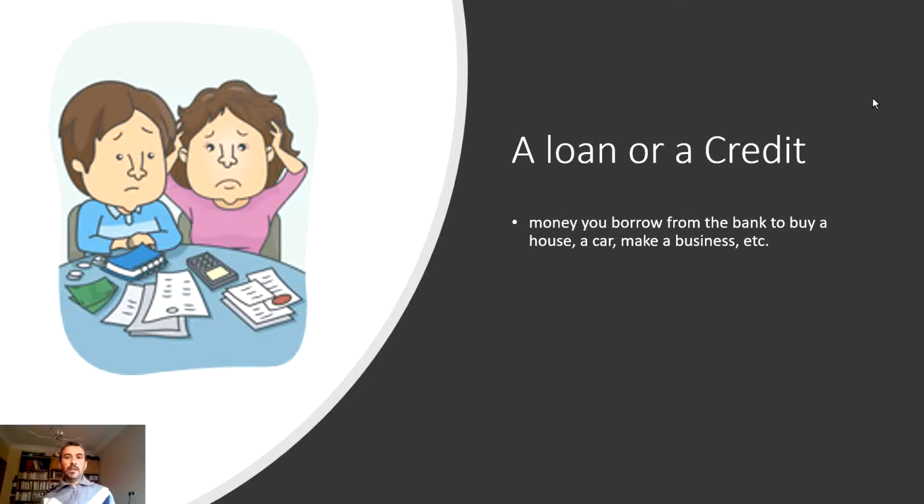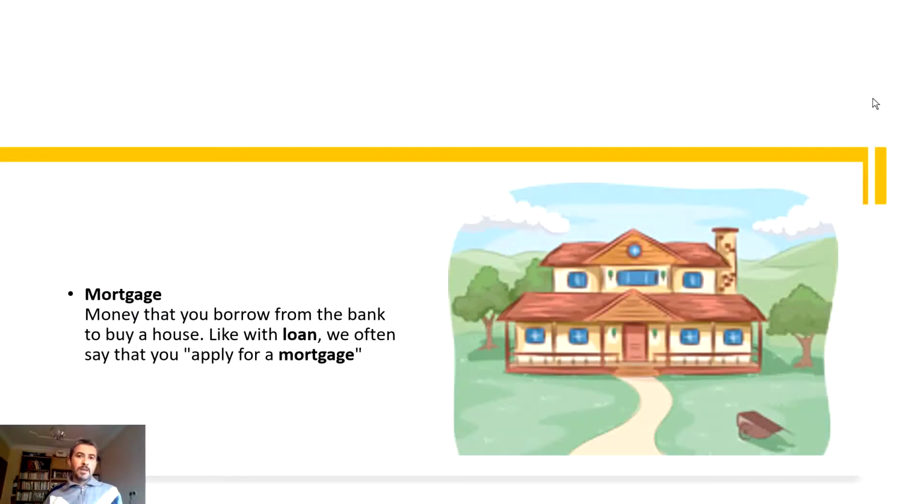Another word is a loan or a credit. A loan is the money you borrow from a bank. It's the same as a credit. You borrow from a bank in order to buy a house or a car or to start a business or whatever, or to continue studies, it depends. And of course, it's not free. There are interests also when you borrow money from the bank.